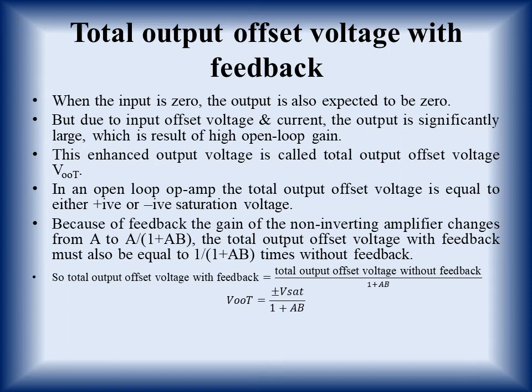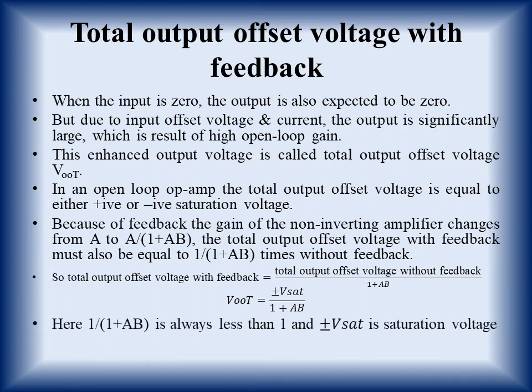Broadly, we can write plus or minus Vsat upon 1 plus AB, so this can be either positive or negative. It is always so because 1 upon 1 plus AB will always be less than 1, and plus or minus Vsat is the saturation voltage. So accordingly VOOT can be positive or negative.